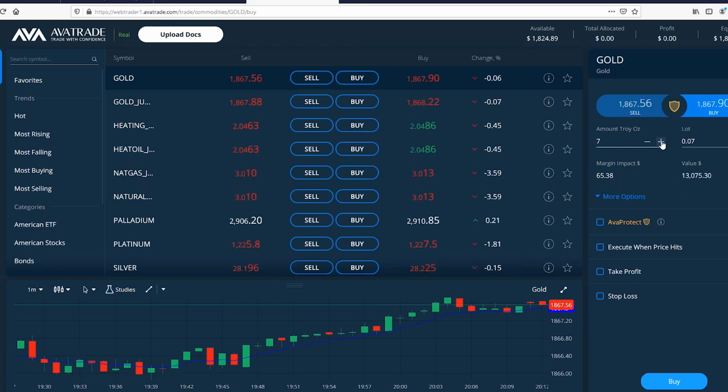So if I pick a trade size, it tells me the lot size and the number of ounces in this case. It tells me how much margin impact it'll have, how much is required to go to margin to open this trade. That changes as I change the trade size. It adjusts. It tells me the nominal value as well, the dollar value of the position. I can add other options. If you click more options, it shows these down here. We'll look at AvaProtect in a moment.